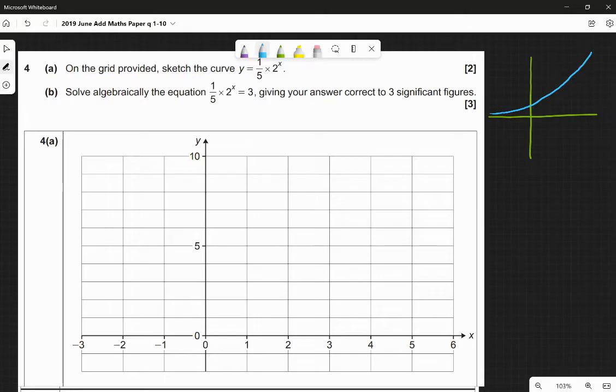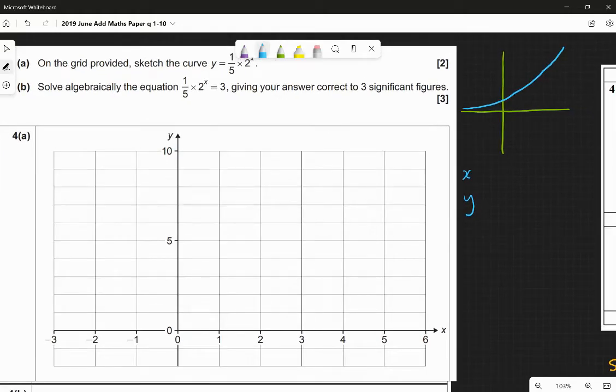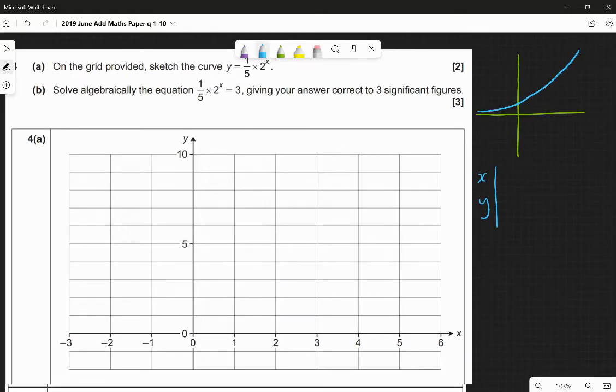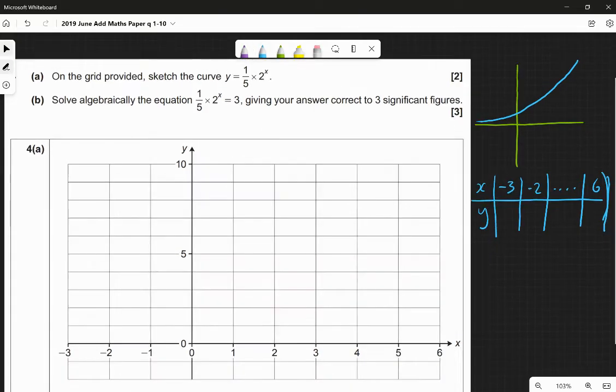So sketch that curve. Now I could just do a table of values, x values and y values for this, and go between -3, -2, etc., all the way up to 6, and plot the values of y for each one. So calculate the values of y for each one.